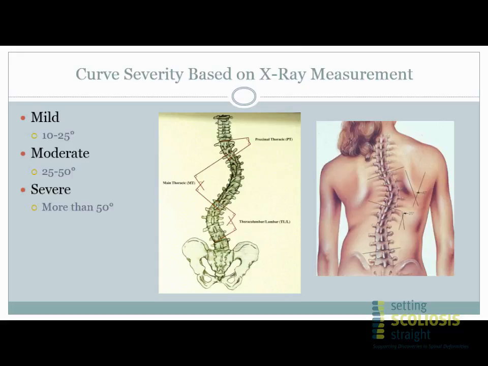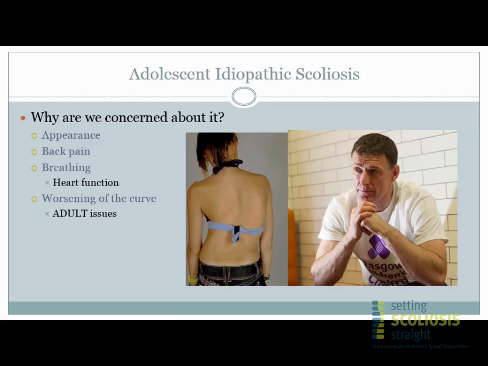A moderate curve is about 25 to 50, and over 50 degrees is relatively considered a severe curve. Now, there's obviously gradations past 50. But a lot of our recommendations, as you know, are based on that 50-degree number. We'll talk about why in a second.